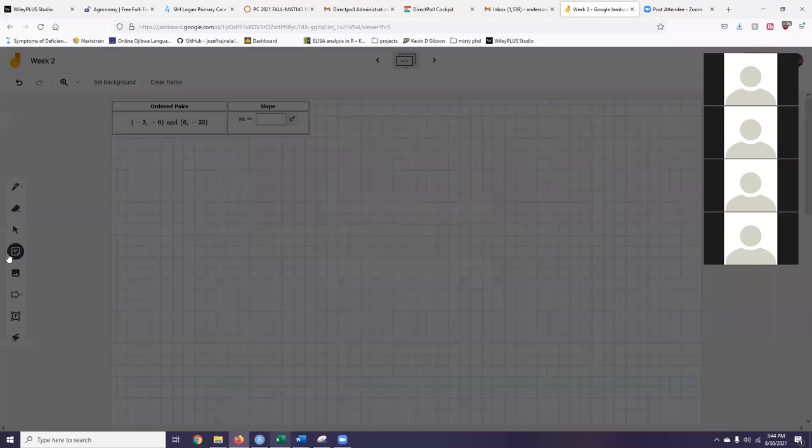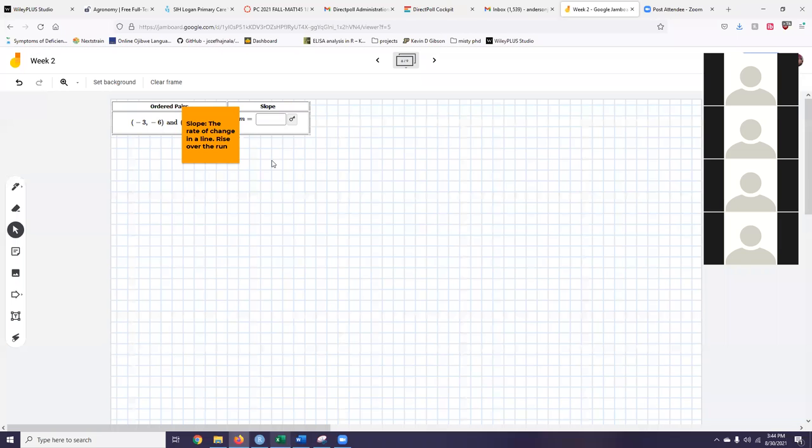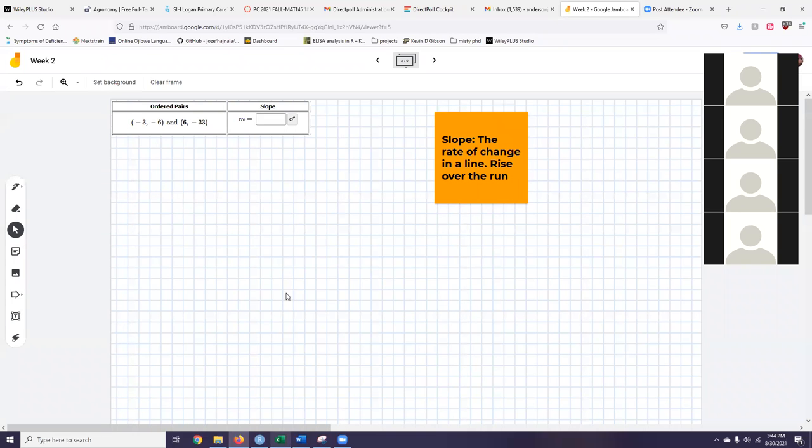So slope is the rate of change in a line, otherwise known as the rise over the run. So it's how much an equation, a line, goes up or down versus how far it goes left or right. Hence why I have this graph paper here.